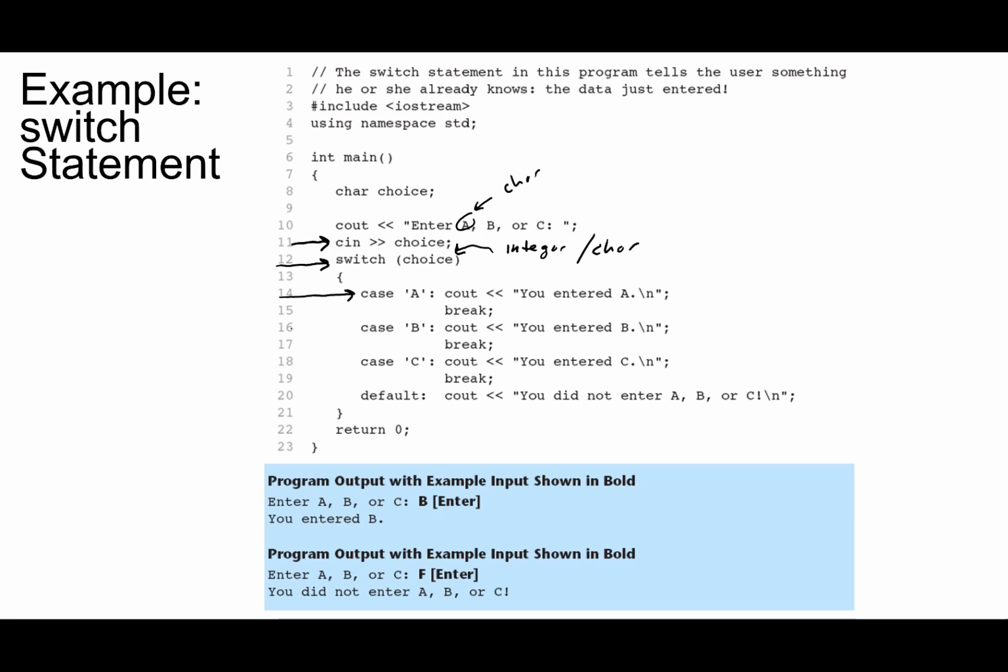If they enter B, it's going to print out, you entered B. If they enter C, it's going to print out, you entered C. Otherwise, it's going to go to the default and say, you did not enter A, B, or C. And so we can see some example output here. If they entered B, you entered B. If they entered F, you did not enter A, B, or C.